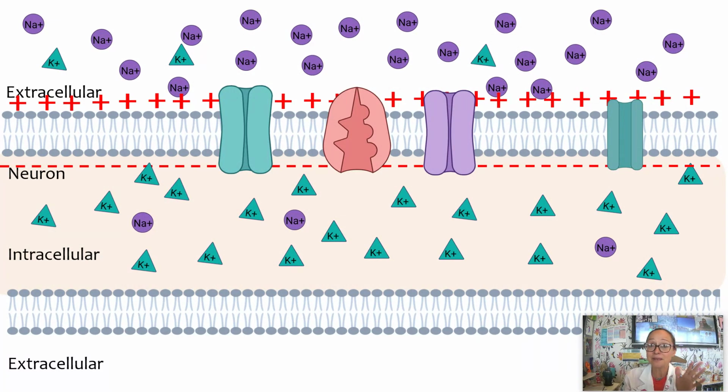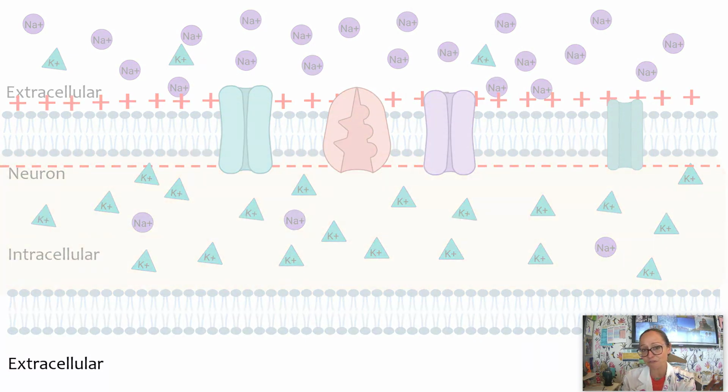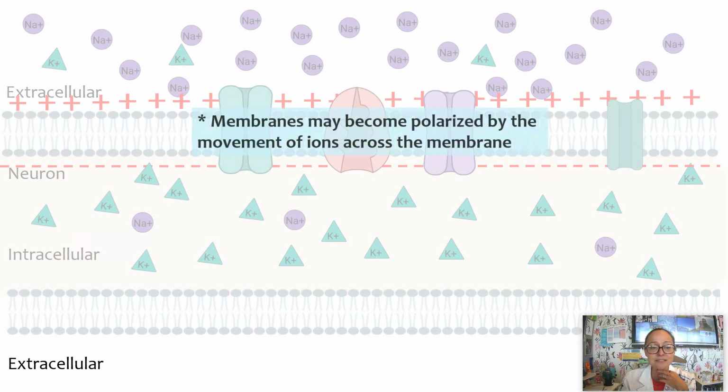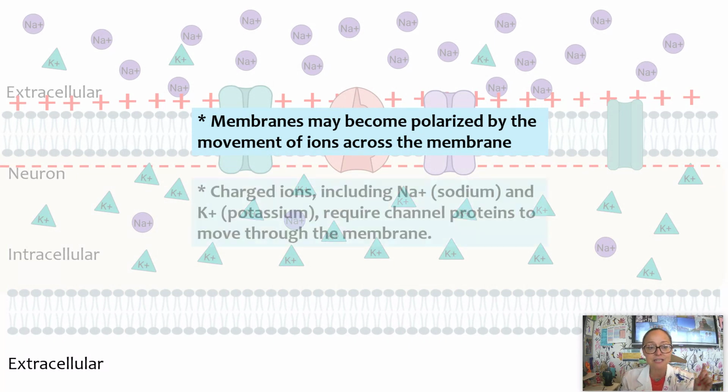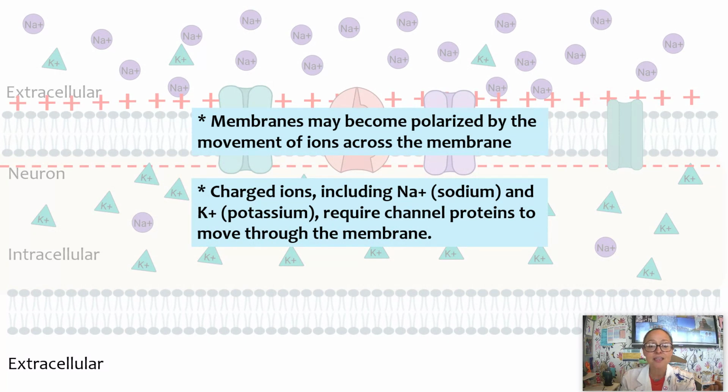But anyway, let's go ahead and summarize what we've learned with this example of the neurons and polarized membranes. So one key thing I needed to teach you was that membranes may become polarized by the movement of ions across a membrane. The second thing we needed to see was that charged ions, including sodium and potassium, require channel proteins to move through the membrane. Now, the sodium-potassium pump was extra in this topic 2.6, but again, it'll show up in topic 2.8 as we focus more on active transport in that video.